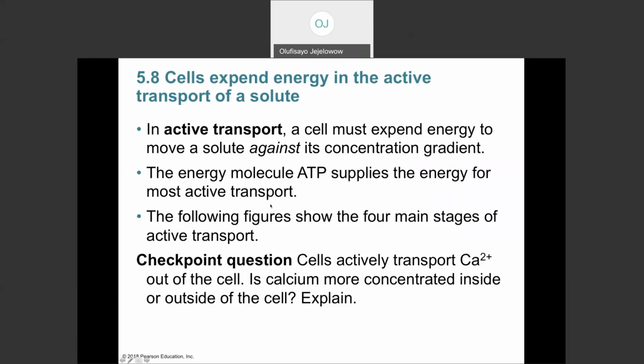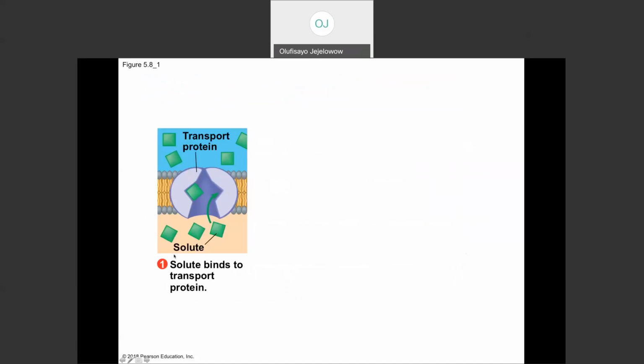So the energy molecule ATP is the functional energy that cells use, the energy currency of the cell. It supplies the energy for active transport in biological cells. So remember your checkpoint questions, answer them, and turn them in. So this is illustrating active transport.